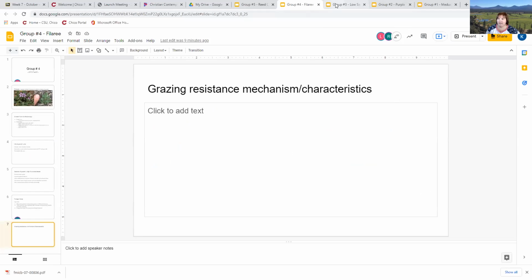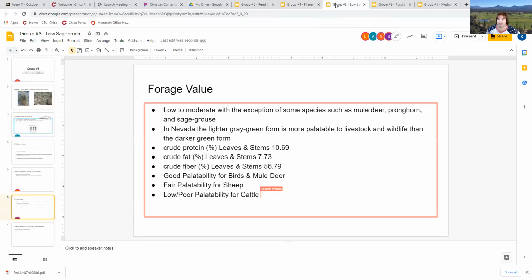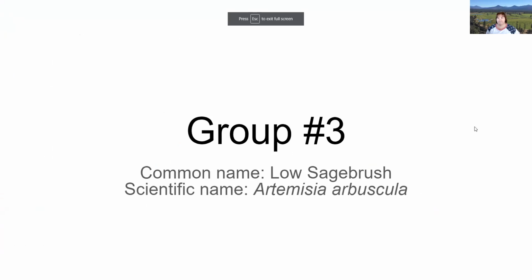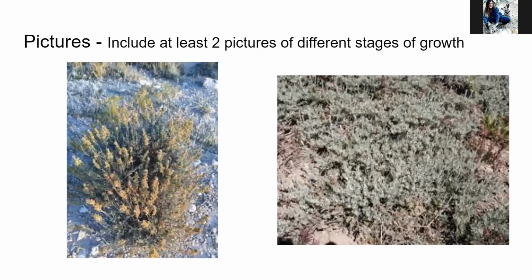Appreciate it. Okay, group 3, do you just want me to go ahead and share? That's fine. Okay. All right, go for it. Okay, so ours was the low sagebrush. The scientific name, I'm going to butcher this, but Artemisia arbuscula. Sounds good. Artemisia.